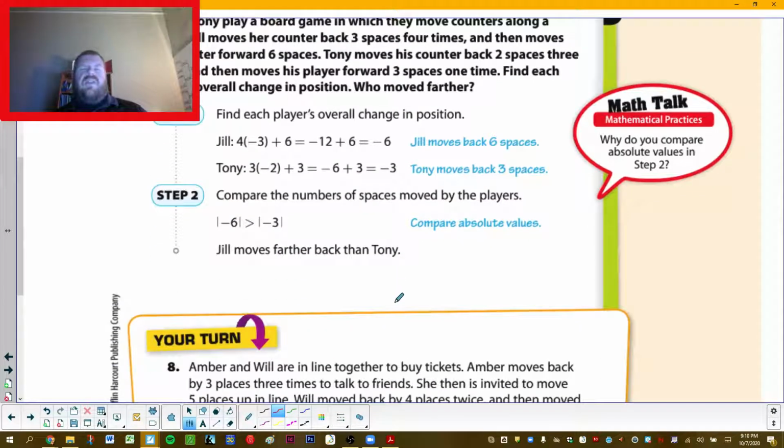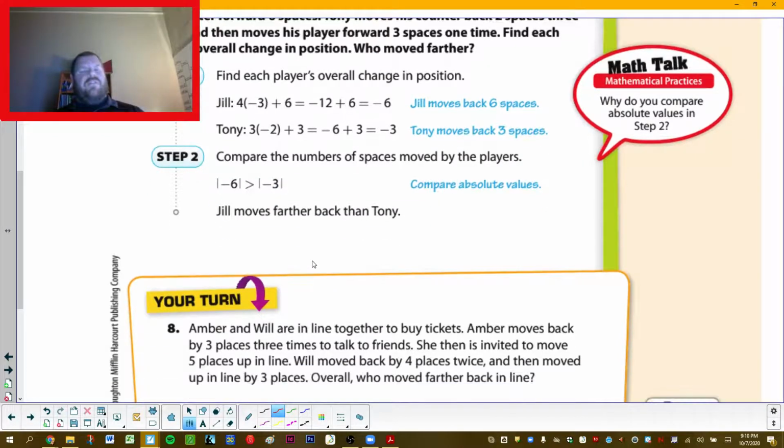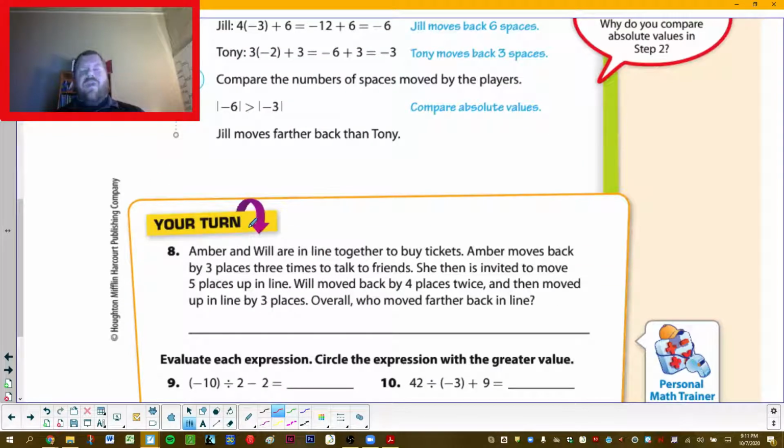Okay, and then just to compare who moves farther, not that it's a good thing, but I guess Jill moves farther than Tony in the wrong direction. Okay, I probably wouldn't ask that question that way. I would say, like, who's in a better position at this point? Like, who moved farther forward? But yes, Jill moved farther than Tony, just in the wrong direction.